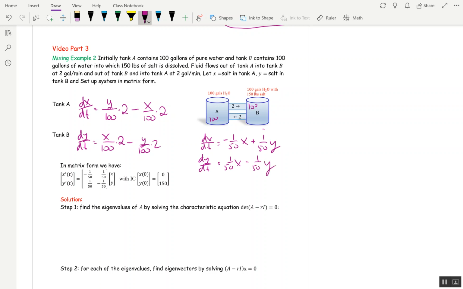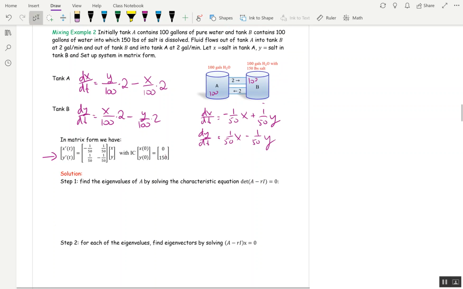There's my system. In matrix form, I have it here. And in the initial conditions, that's where we record how much salt is initially in either tank. So tank A has 0 pounds initially, and tank B has 150 pounds initially. So let's now solve that system.